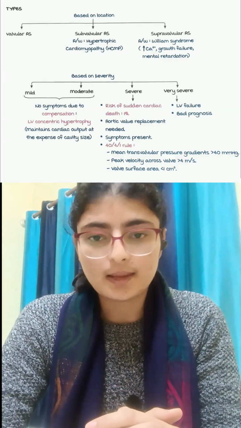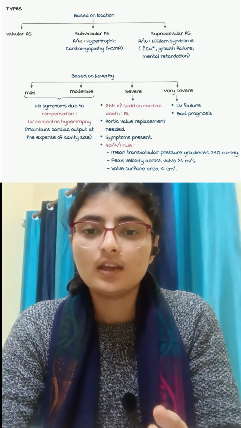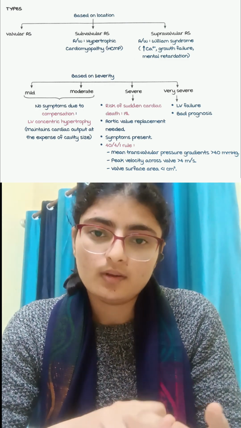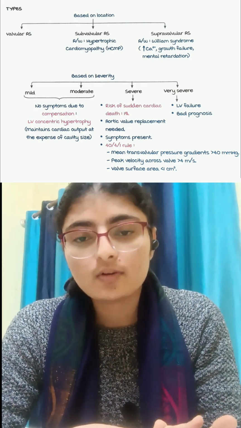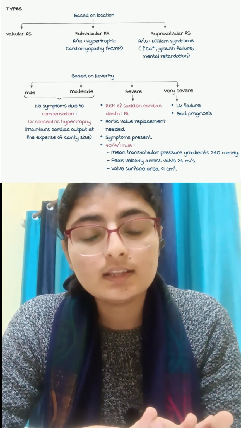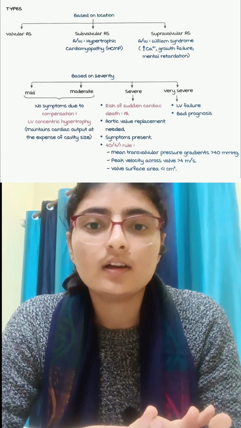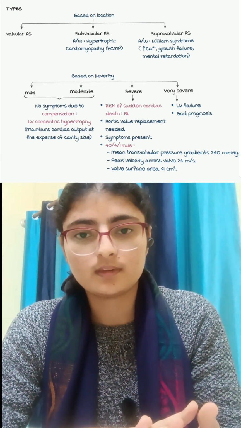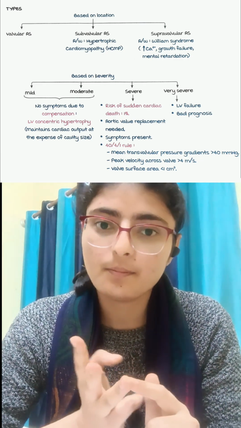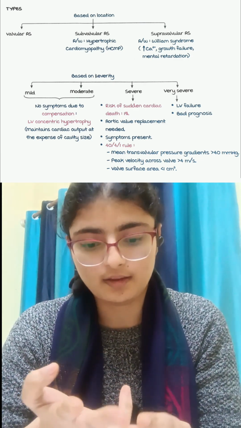replacement. Then types, based on location, it could be valvular, subvalvular, for example in hypertrophic cardiomyopathy, or supravalvular, in cases of Williams syndrome, in which there is increased calcium, mental retardation and growth failure.